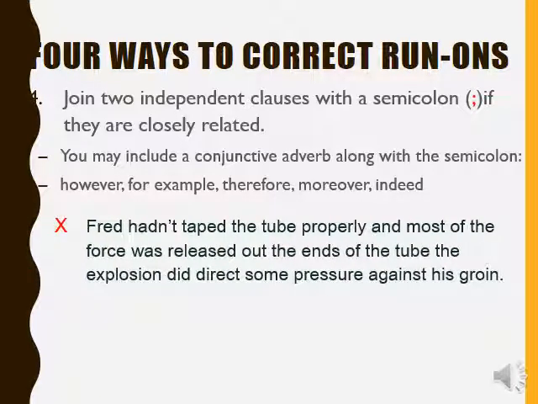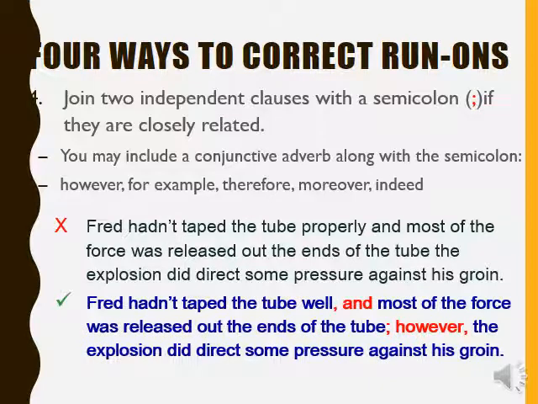Let's see the wrong sentence, the run-on sentence, and how we correct it. Fred hadn't taped the tube properly and most of the force was released out the ends of the tube. The explosion did direct some pressure against his groin. So as you can see, this sentence is very long. You cannot understand the meaning of the sentence. No punctuation marks are used and no conjunctions, either coordinating or subordinating. Let's see how this sentence was corrected.